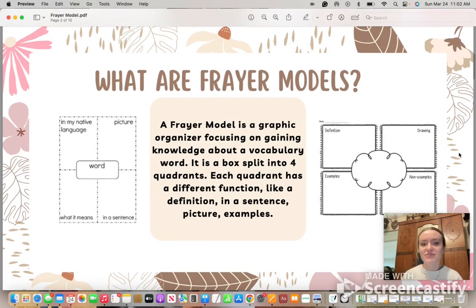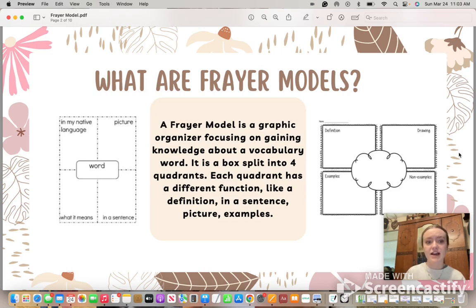So basically, Frayer models are graphic organizers, basically organizing knowledge about a vocabulary word. They are split up into 4 quadrants of big boxes, and each quadrant has a different function. I've included 2 different examples here.